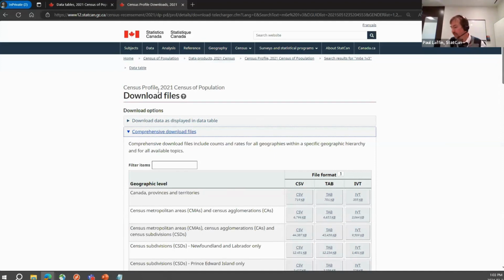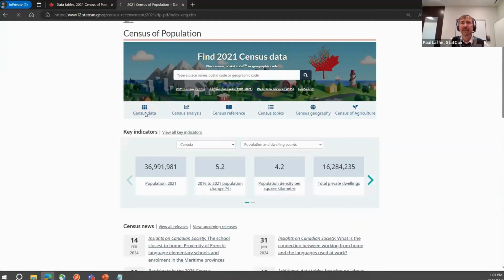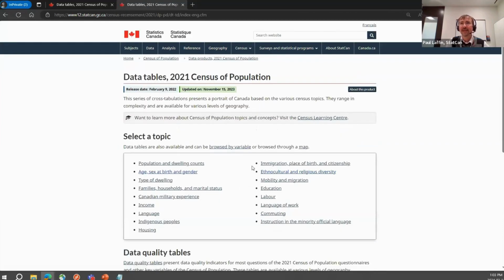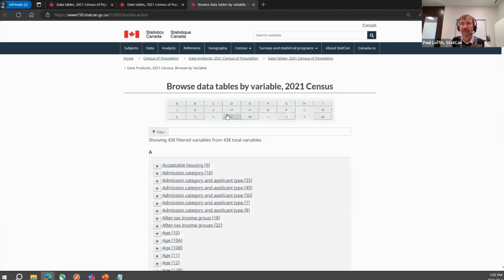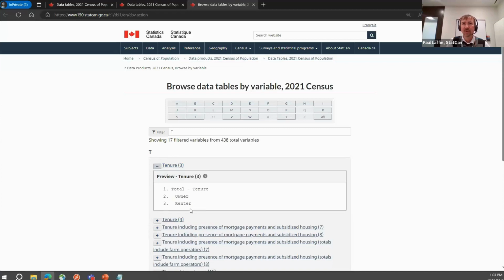Just a couple other things, and I won't keep you too much longer. Back to the census main page, clicking on census data, and I want to look at data tables. You could select data tables by topic, but you could also browse by variable. We learned a lot about some of the variables today. If you know the name of the variable, like I'm going to pick on tenure again, you could see here all the tables that have tenure, and the little number provides you with the level of detail. So you expand, you hit the plus, and you could see tenure 3 is a total, owner, renter.